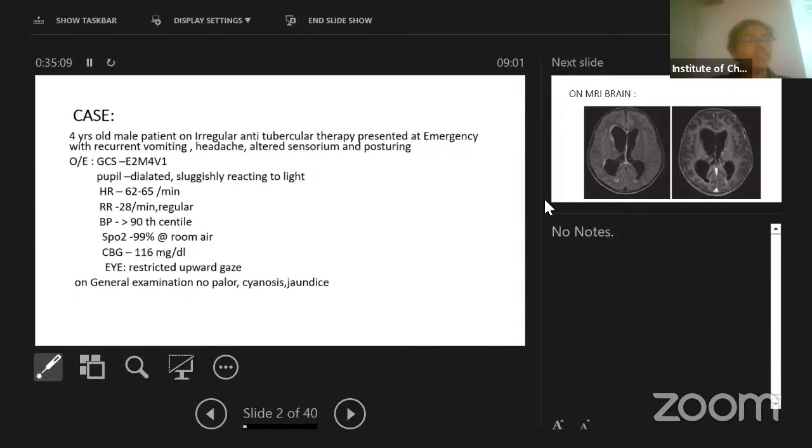And second is platelets less than 50,000. Local pathologies. So these are the contraindications. Otherwise, we can do it. Now, if there is a sluggishly reacting, dilated pupil, what does that mean? Has brainstem herniation proceeded, or has it just started?